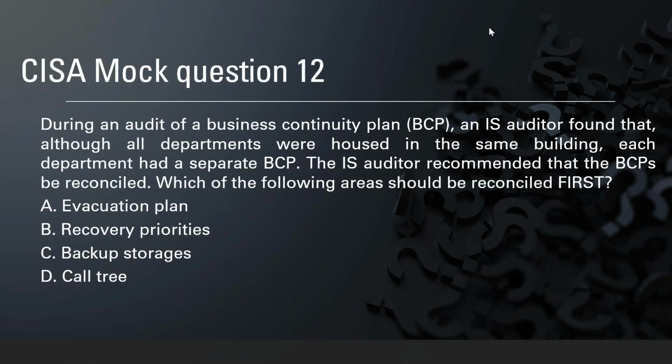Moving to the 12th question. During an audit of business continuity planning, an IS auditor found that although all the departments were housed in the same building, each department has a separate BCP. The IS auditor recommended that BCPs be reconciled. Which of the following areas should be reconciled first? Evacuation plan, recovery priorities, backup storages, call tree.